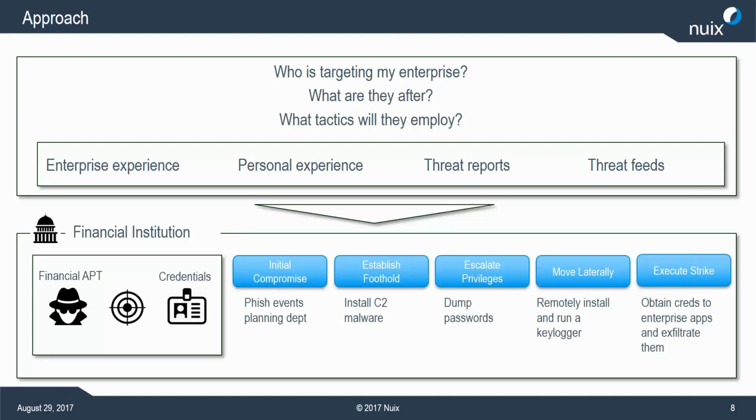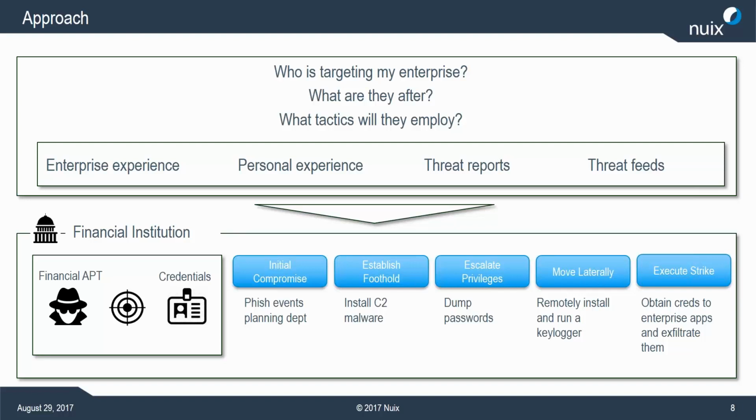And then what tactics will they employ as they go after data, or maybe attempt to encrypt data, whatever it is that they're trying to do. These 3 questions are a great way to begin to narrow down our search across all of the different data that we're collecting. And we can develop hypothetical answers to these based on enterprise experience.